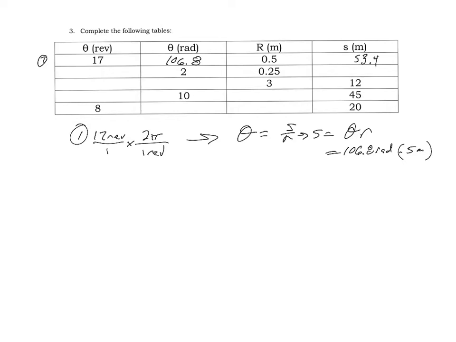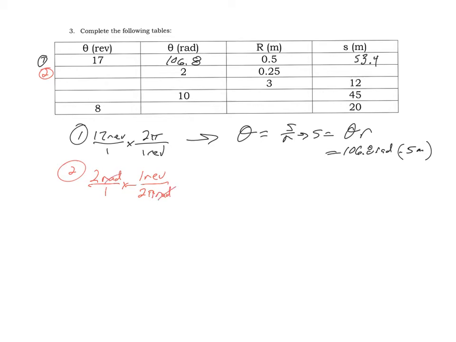I'll switch colors for number 2. We'll go across. Alright, I have 2 radians. Put that over 1. I need to get to revolutions. 1 revolution is 2 pi radians.